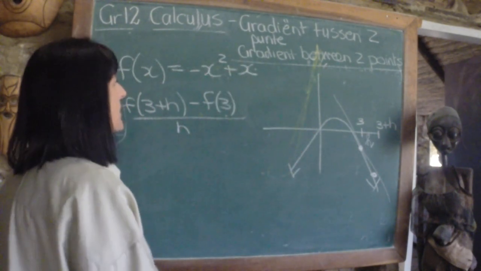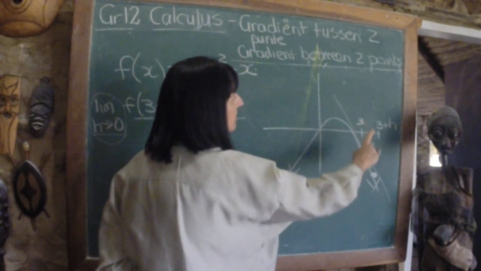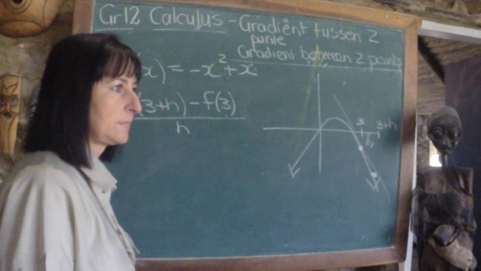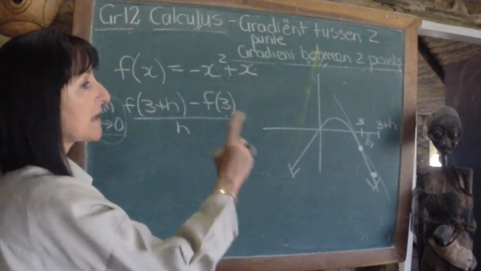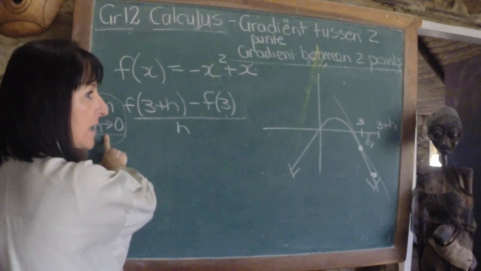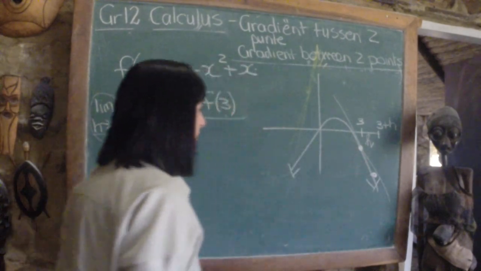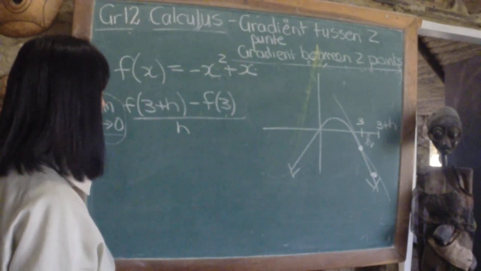So I'm now going to get the average gradient between the x values 3 and 3 plus h. And then the distance h is going to try to reach 0, because that gives me the gradient of the tangent at 3. So let's do this.